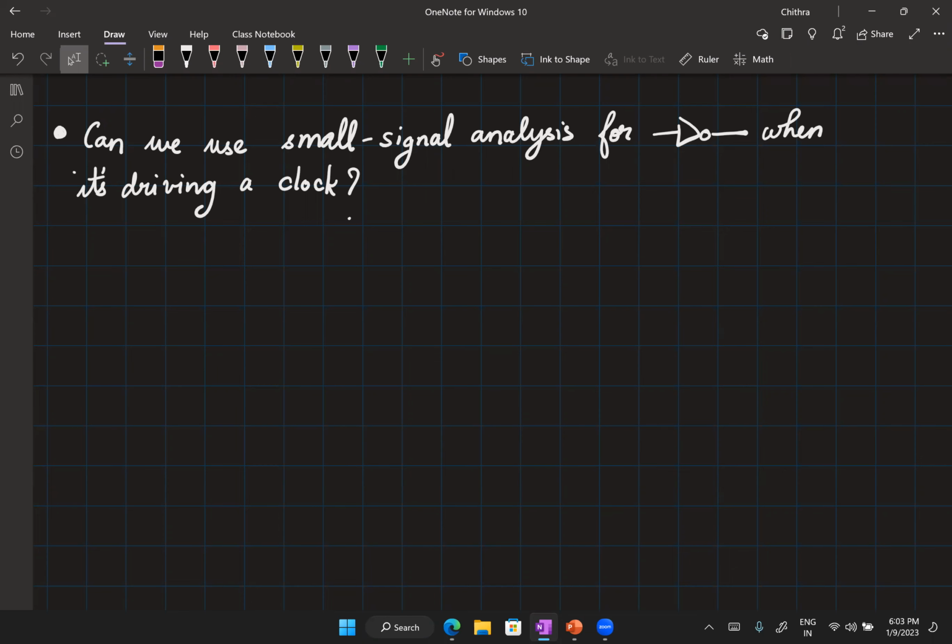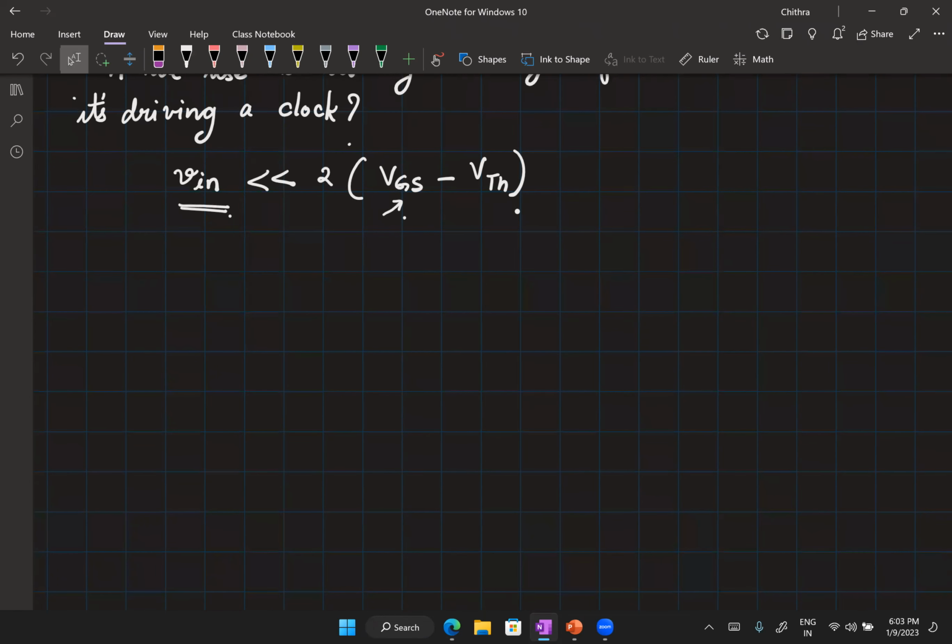So if your transistor is biased in saturation region, in your analog class, you might have derived this condition. The small signal should be much, much smaller than twice of VGS minus VTH. Right? So this VGS is basically the gate to source bias voltage that you have applied. And this Vin is the incremental gate to source voltage that you are applying. And this is when your transistor is biased in saturation region. Right? So as long as this condition is satisfied, you can do small signal analysis.